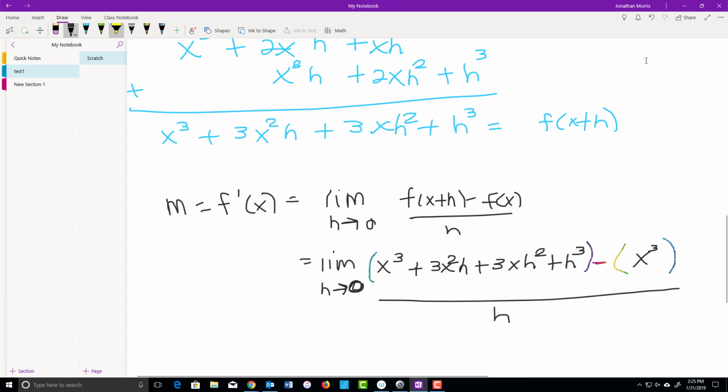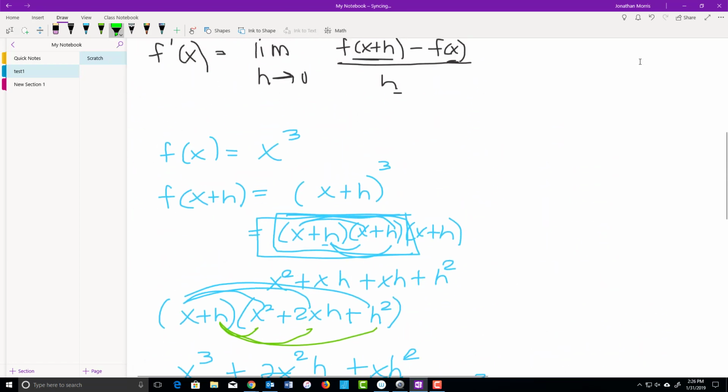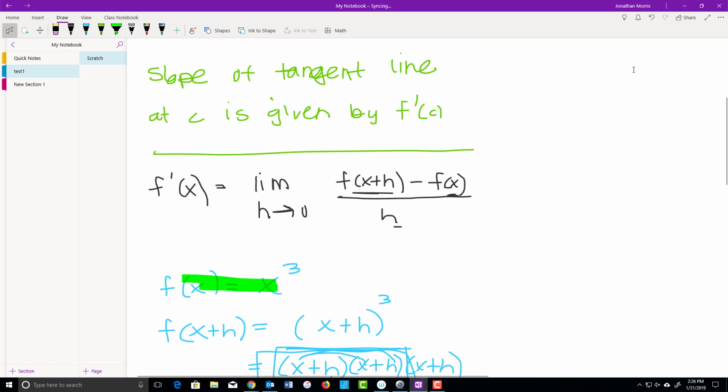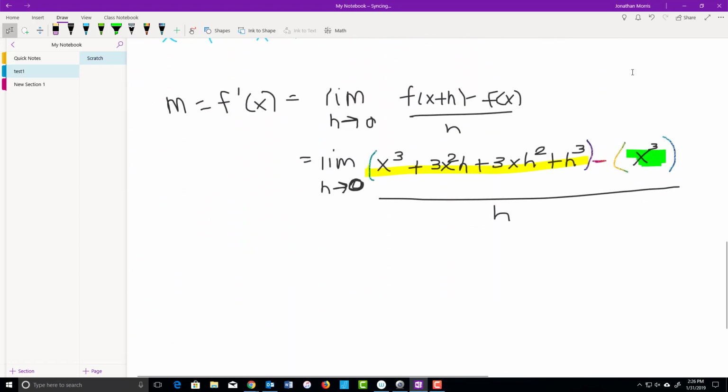Okay, so let me kind of highlight some things for you. F of x plus h, f of x plus h, right? This minus right here is f of x. Okay, and f of x came from the original. And then the h down here, h is just h. We don't ever have to think about that. So now let's simplify this limit.